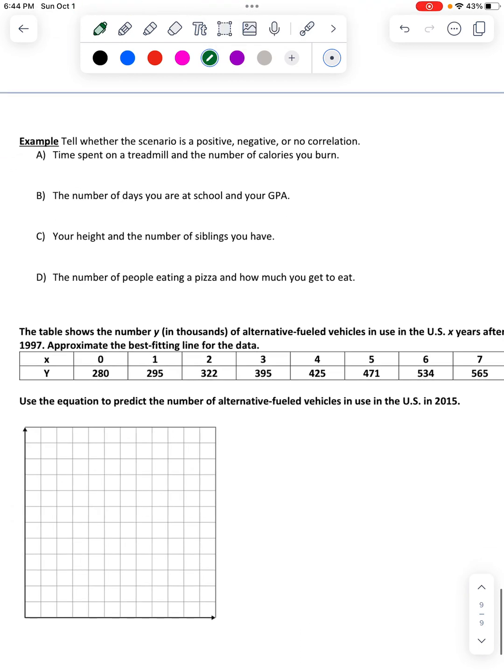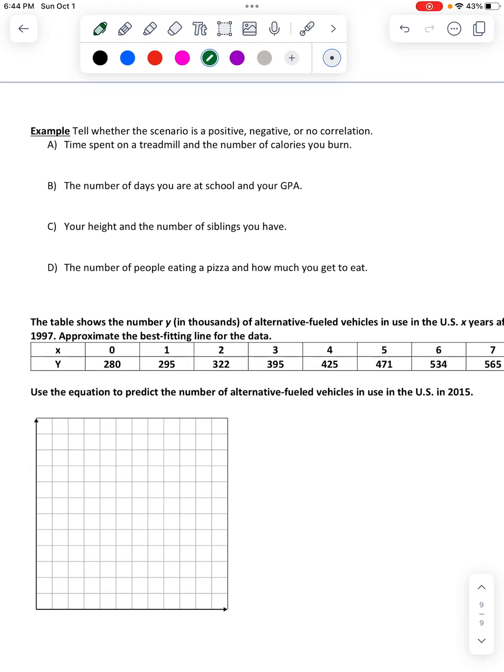And then the other thing is we're going to try to figure out when is it positive, when is it negative, and then be able to find a best fit line. So tell whether the scenario is positive, negative, or no correlation. The first one is time spent on the treadmill. So I would call that X and think as the time I spend on the treadmill goes up, the number of calories I burn would also go up. And since they both go up, then that's going to be positive.